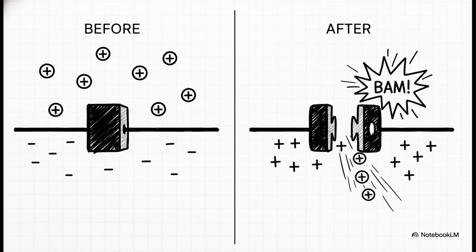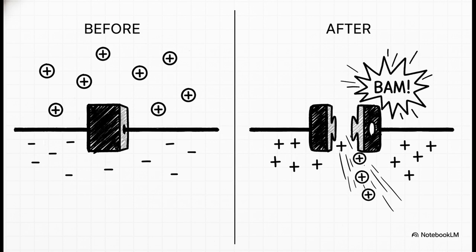And get this, these channels are incredibly smart. They aren't just open all the time. Oh no. Take these voltage-gated calcium channels. They act like high-tech security gates that are totally sealed until they detect a very specific change in the electrical charge across the membrane. And when that charge shifts just right, bam! The gates swing open, calcium ions flood in, and that triggers everything from muscle contractions to neurons firing.